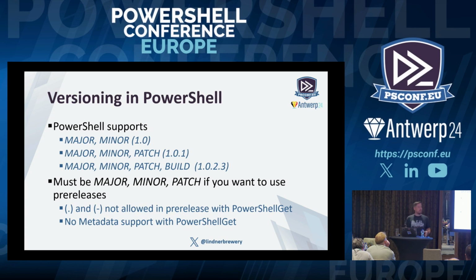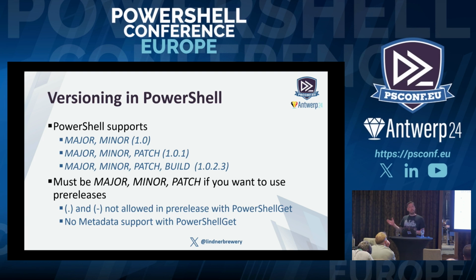So versioning PowerShell, now we're going to look at how it works in PowerShell. In PowerShell, we can use different schemes. We can just go for a two-digit versioning scheme like major, minor. We can use a 3-digit scheme like major, minor, patch. But we could also use 4 digits, which would be major, minor, patch, and build. However, if we want to use a pre-release tag, it must be 3 digits. So if you're considering using pre-release tags, 3 digits.